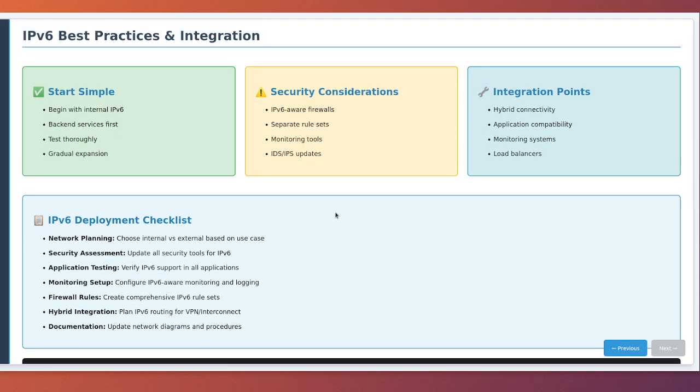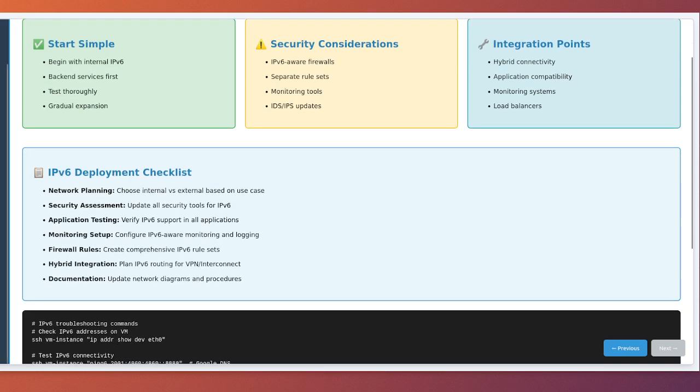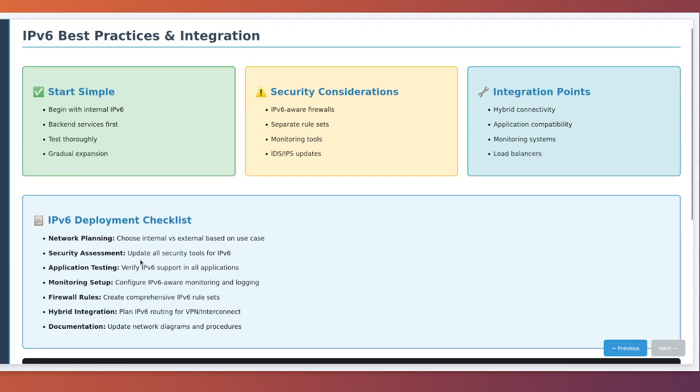For hybrid connectivity, remember that IPv6 ranges can be advertised over Cloud VPN and interconnect, just like IPv4. But your on-premises equipment must support IPv6 routing and have compatible IPv6 addressing schemes. Security is critical. IPv6 often bypasses traditional network security tools that were designed only for IPv4. Ensure your firewalls, intrusion detection systems, and monitoring tools are IPv6 capable.